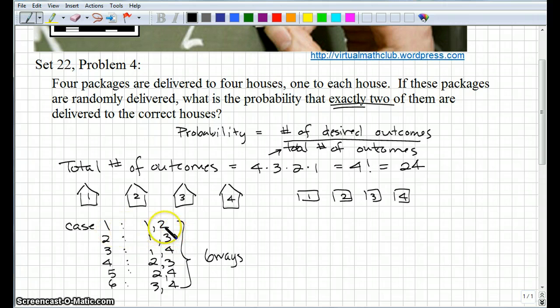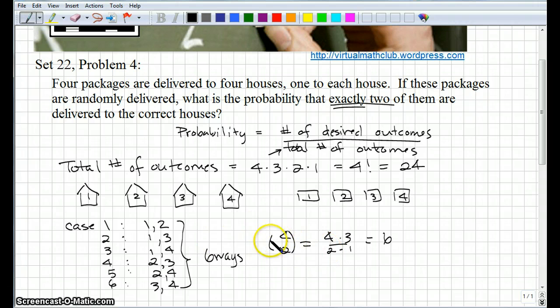And you might notice that that's just 4 choose 2, right? So it's 4 packages, and we choose 2 of them to deliver correctly. That's just 4 times 3 over 2 times 1, and we get 6. So if you know combinations, you might have just done it that way.